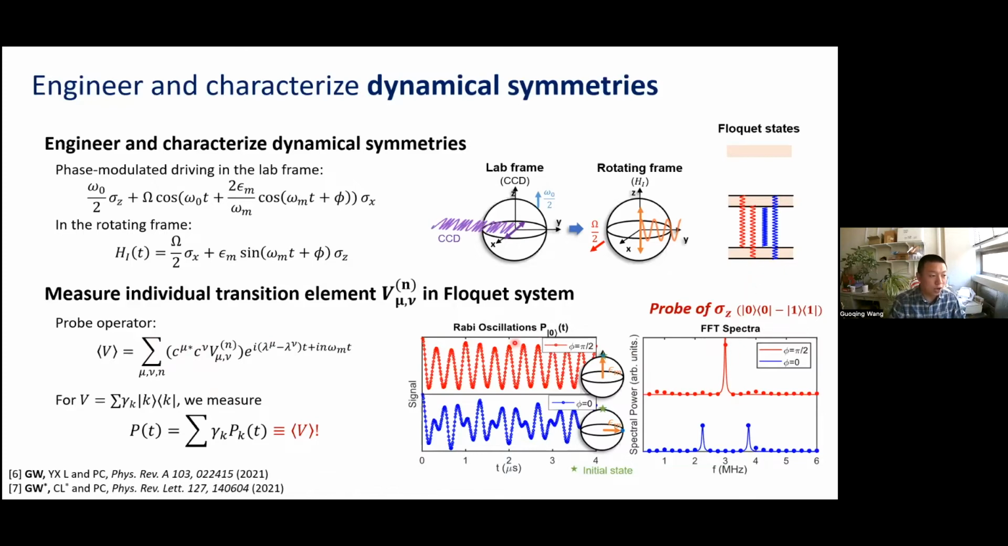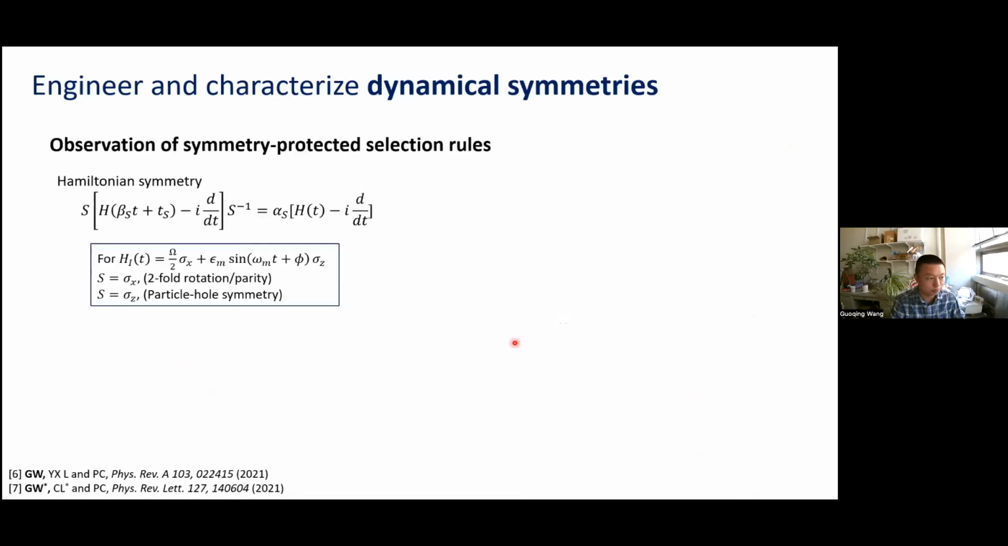So now we know how to engineer strong driving and how to characterize transitions in Floquet levels, and how to characterize dynamical symmetries. Any kind of symmetry can be defined by some symmetry operator. In our case, we use S to define such a symmetry, which is defined as a transformation of our Hamiltonian.